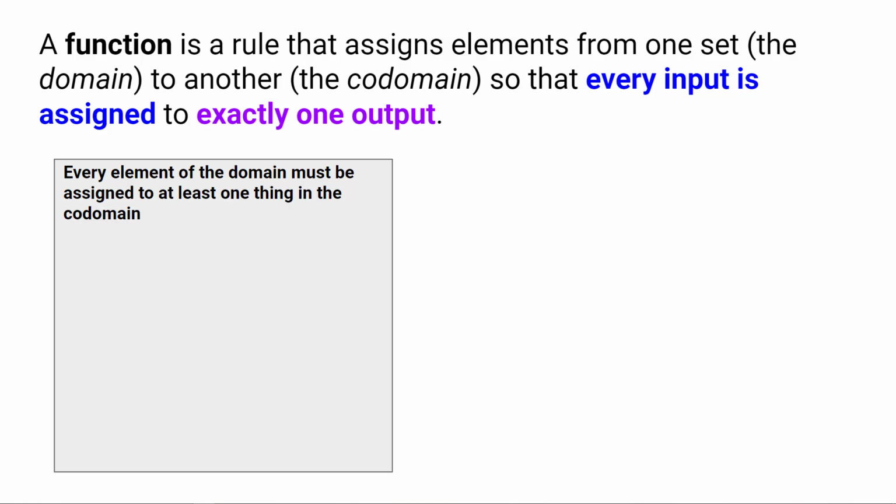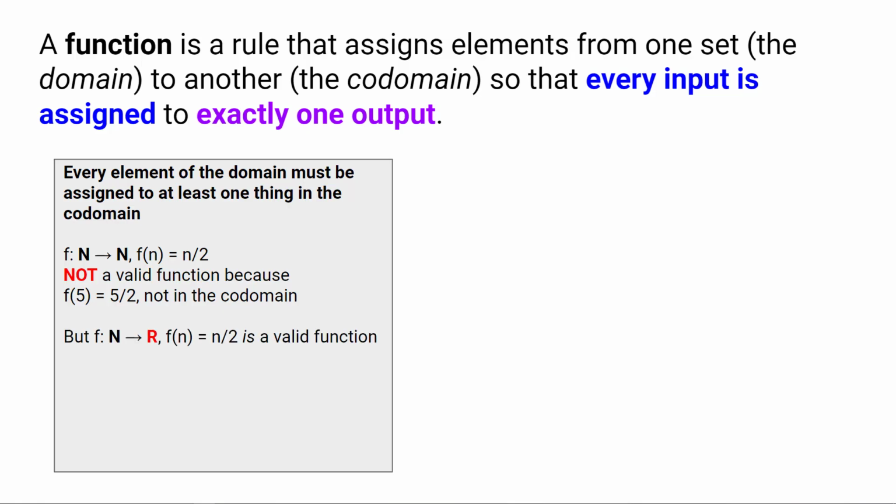codomain. For example, look at the mapping f from the natural numbers to the natural numbers defined by the mathematical formula f of n equals n over 2. This looks like a function, but it's actually not, because if you plug in n equals 5, you get 5 over 2, but that's not in the natural numbers. So this is not a function from N to N, because if we define it in this way, with this particular codomain, the outputs must be natural numbers, but sometimes are not. If you tweak the definition to say the codomain is R, the real numbers, then this is a function.